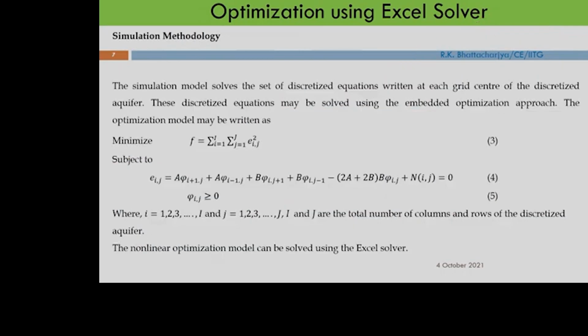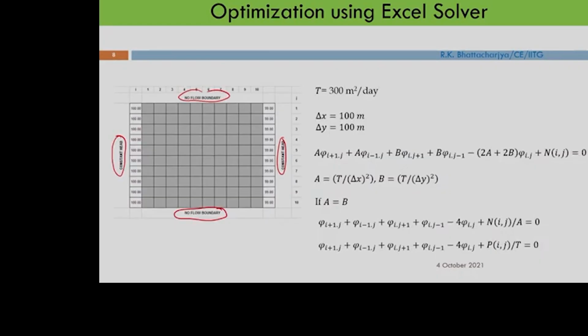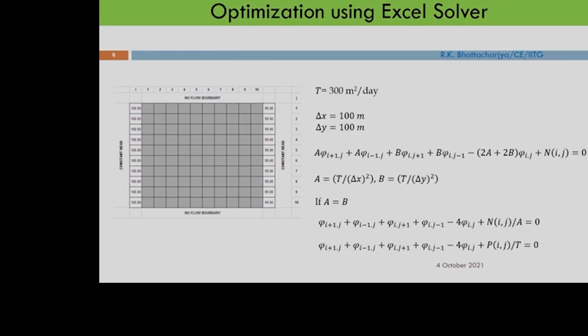So, how will we solve this equation? Let me go to the next slide. In this case the boundary values are known. Let me explain how we will solve this problem. Let us consider a rectangular aquifer. The idea is that I would like to find out the value of phi at each grid point.